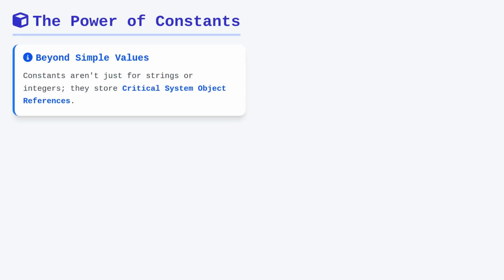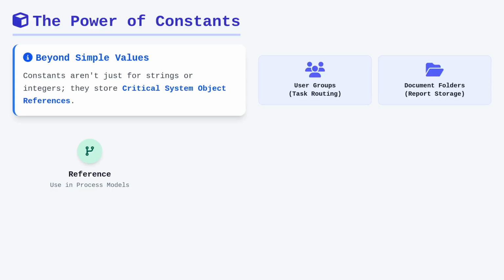It is also important to note that constants are not merely for holding static strings or integers. They are frequently used for storing references to system objects, such as specific user groups used for task routing, or particular document folders where generated reports should reside. By referencing a constant in your process models, you avoid the need to open and modify nodes after migrating software.